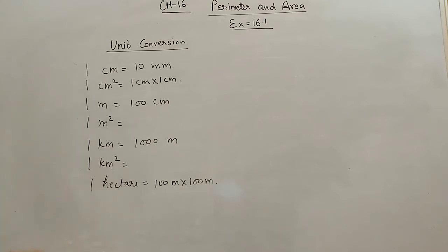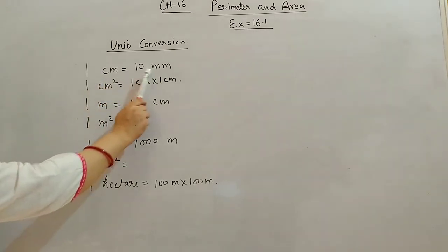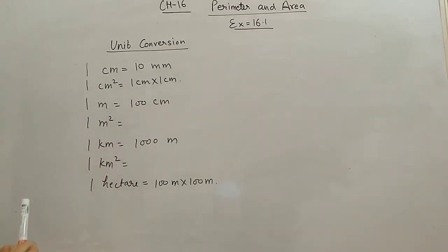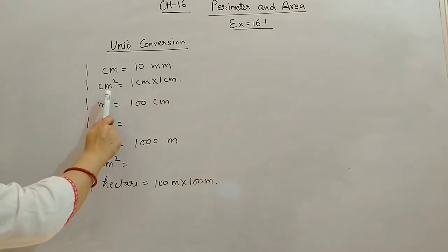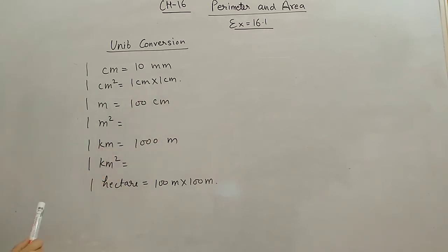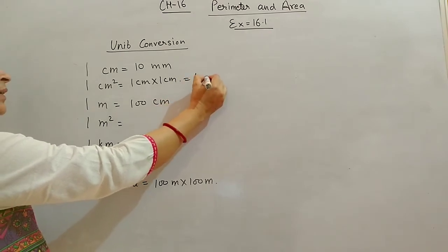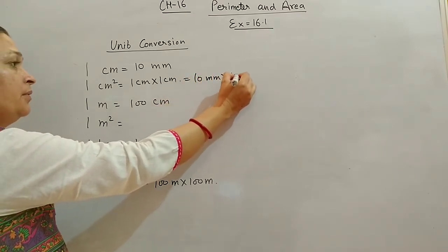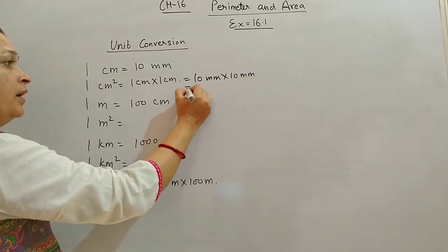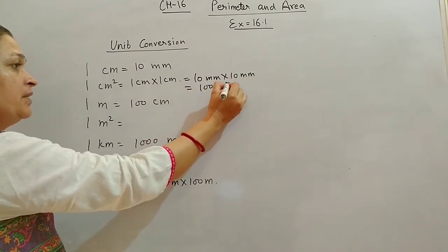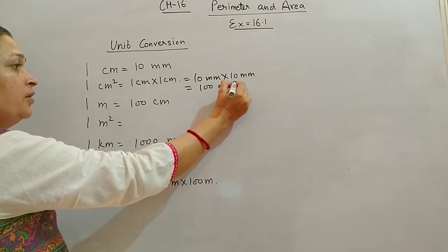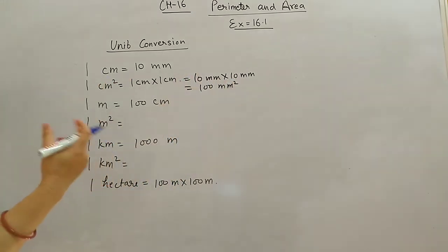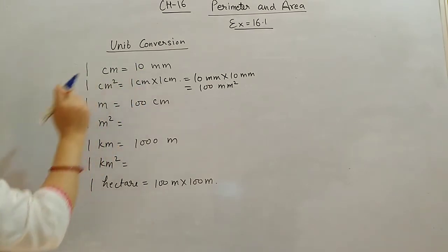So these few units we will use in this exercise. First one is 1 centimeter to millimeter. 1 centimeter is equal to 10 millimeter, and if you want to change 1 centimeter square, then 1 centimeter square means 1 centimeter into 1 centimeter, and each centimeter is equal to 10 millimeter. So it will be 10 millimeter into 10 millimeter. Then you will get 100 millimeter square.